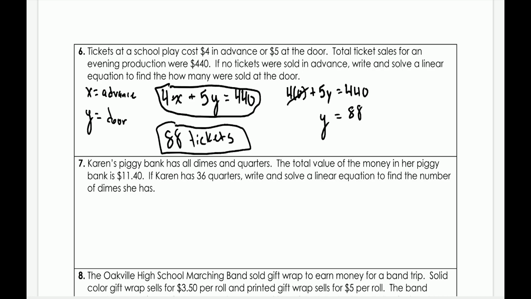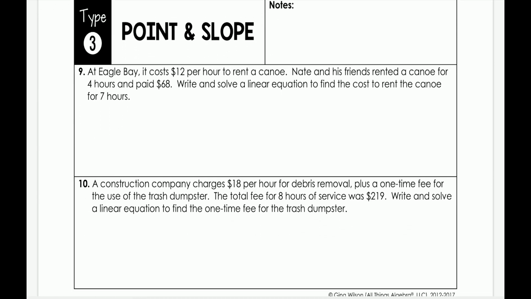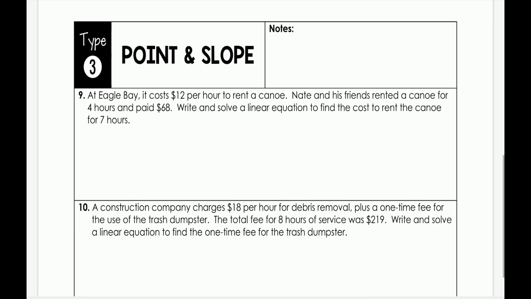So the next type of problem, we have point and slope. So in other words, we're going to use point-slope form this time. So type 3 would be when the problem gives a point and a rate of change.